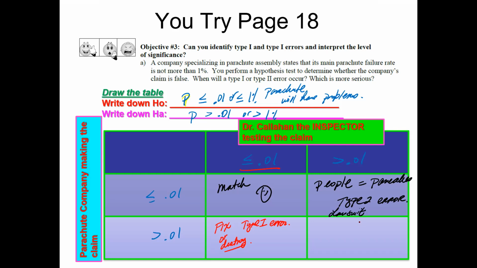On the other hand, if the company says it's greater than 1%, and I indeed found that there was more than 1% of a problem, then that's fine. Then you just need to change your marketing claim from 1% to 2%. That way you're not being a liar, you're actually being truthful. Type 2 error is the worst one because you will get lawsuits.